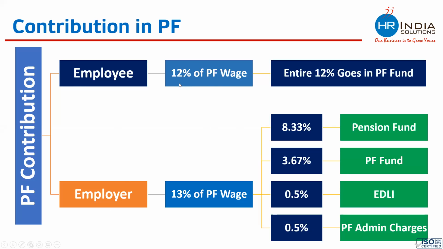Employee contributes 12% of PF wage, and that entire 12% goes in their PF fund. Employer contributes 13% of PF wage, and that 13% gets divided into these four categories. 8.33% of the 13% goes in the pension fund, 3.67% goes in the PF fund, 0.5% goes in EDLI, and 0.5% goes in PF admin charges. So this is the total structure of the PF contribution. Any questions till now? Please let me know, guys.